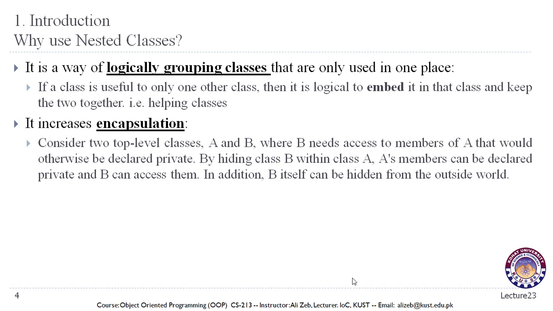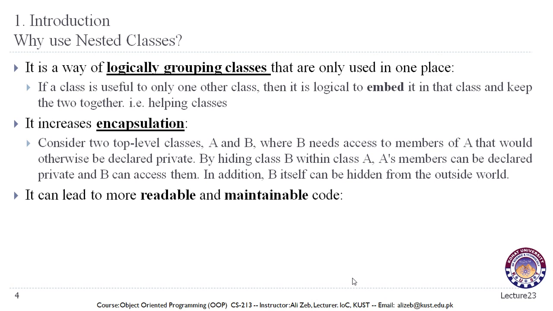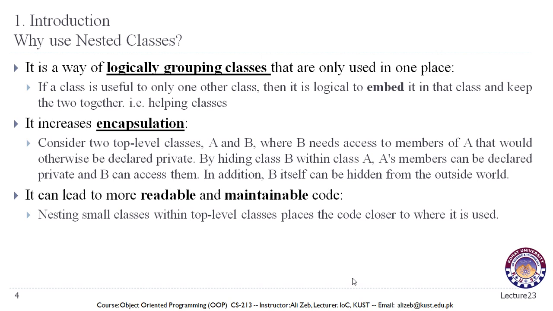We have seen associations or relationships between the classes, for example inheritance, but in inheritance we are not able to directly access the private members of the superclass. Nested classes can be a way where we can access the private members of a class that encloses a nested class. It can lead to more readable and maintainable code. Nesting small classes within top-level classes places the code closer to where it is used.